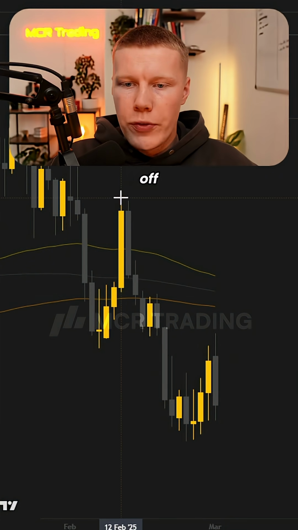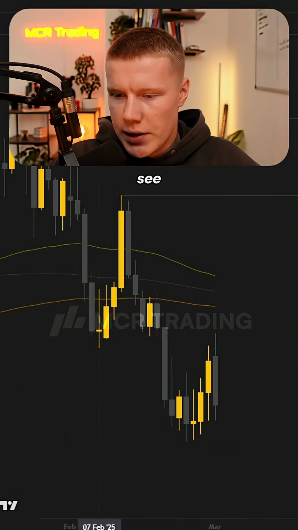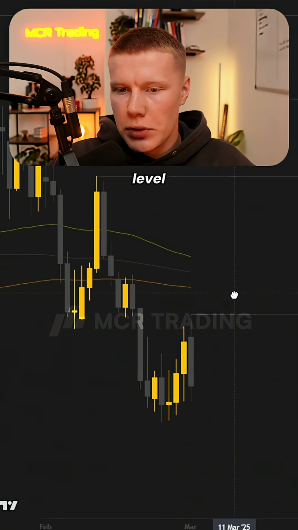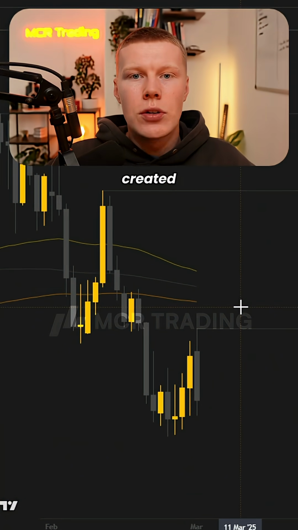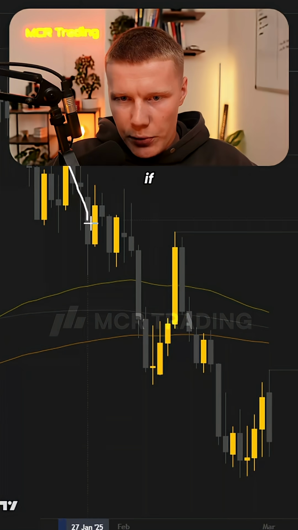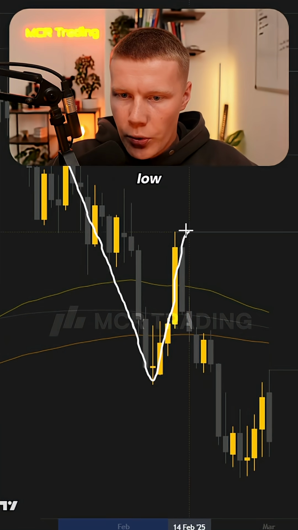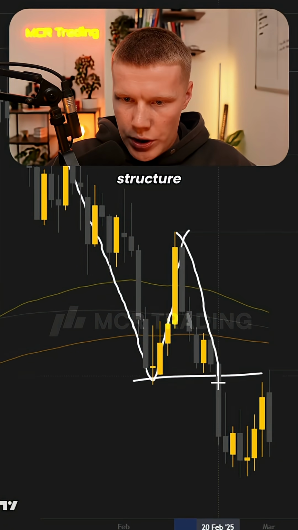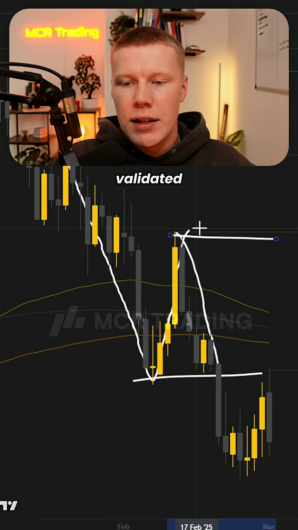Number 1, we're starting off with structure. So as you can see, this is a level, and this could potentially be a new level, but I wouldn't class it as a level yet. Why? Because it hasn't created new market structure. If we look at the structure here, we created a low, we created a high, and once it breaches this low and creates new market structure, this level is then validated and it's a valid level.